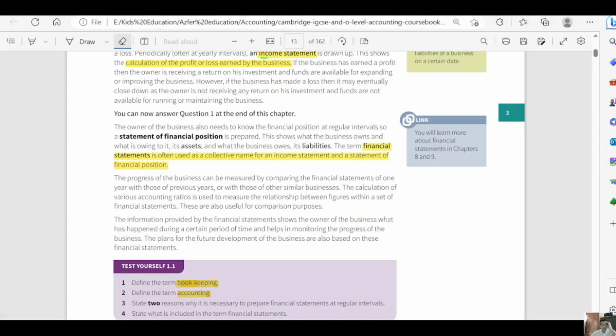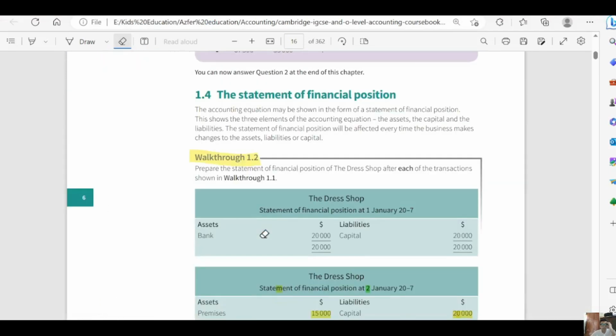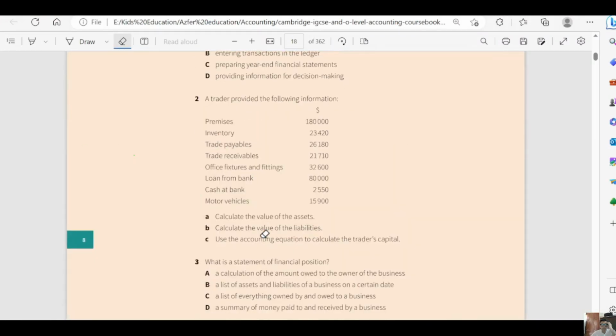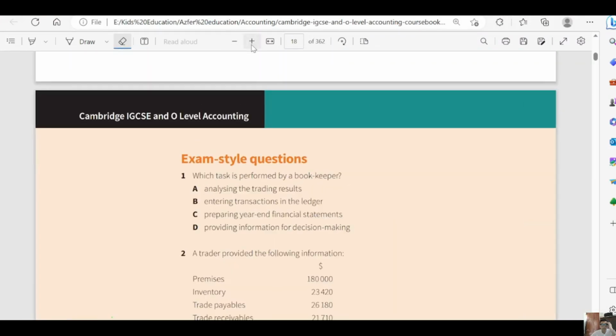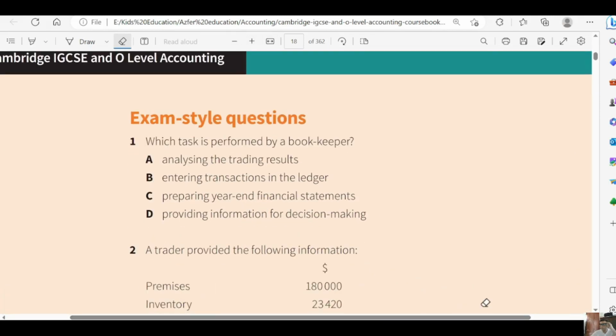So next we are going to learn. We are going to solve a few exam-style numerical problems. Okay. So question 1, which task is performed by a bookkeeper? Analyzing the trading result? No. Entering the transaction in the ledger? Yes. Preparing year-end financial statements? No. Providing the information for decision making? No.